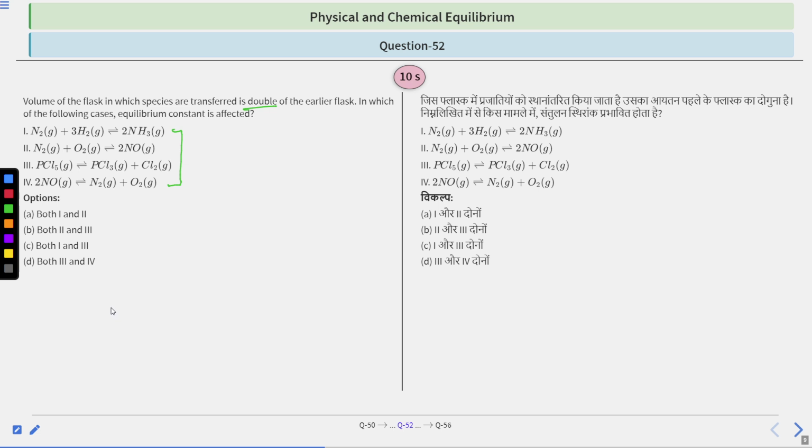So you have 10 seconds to solve this question. After that, we will see what the answer is.